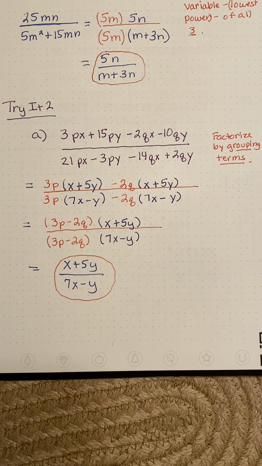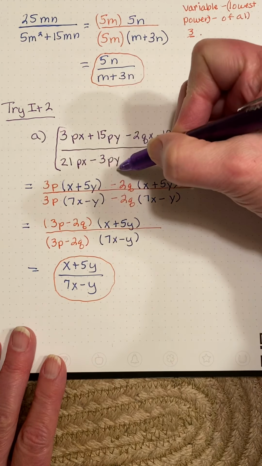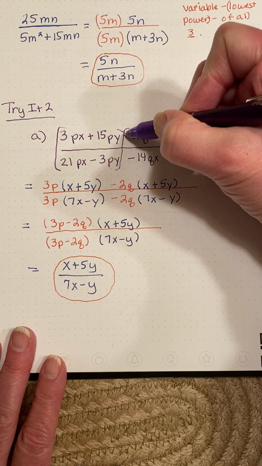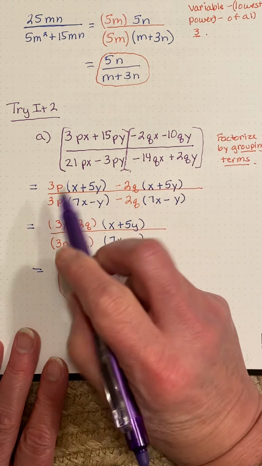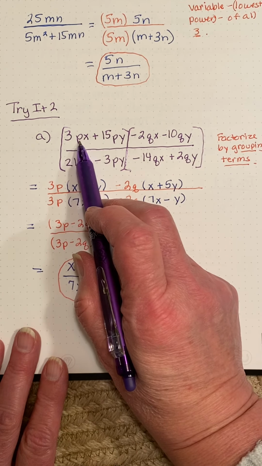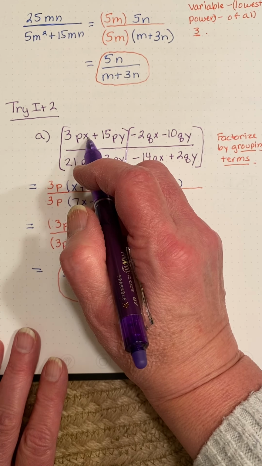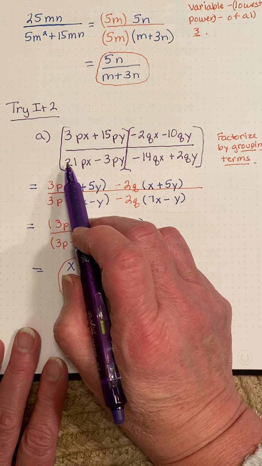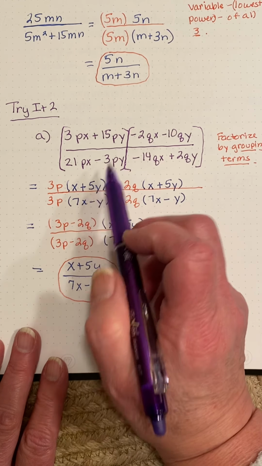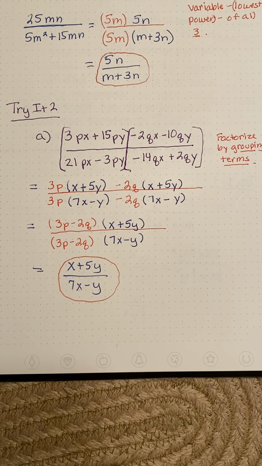That sounds a little complicated, but if you just keep this in mind, and then this in mind, as you factor things out, if I take the 3p out of here, the 3p eliminates, I'm left with x plus 5y. Same thing here, I'm left with 7x minus y, and so on and so forth. Okay, if you don't understand that, please ask or rewatch again.